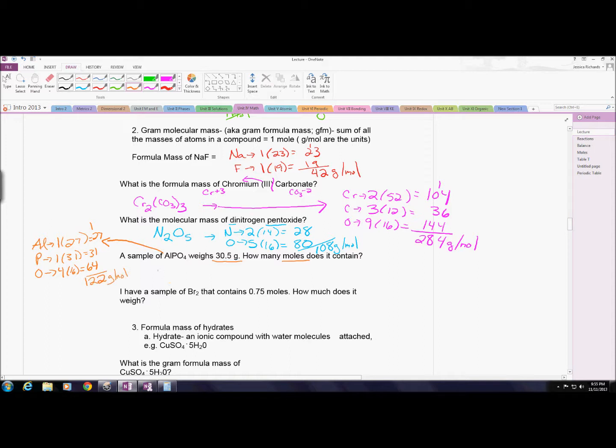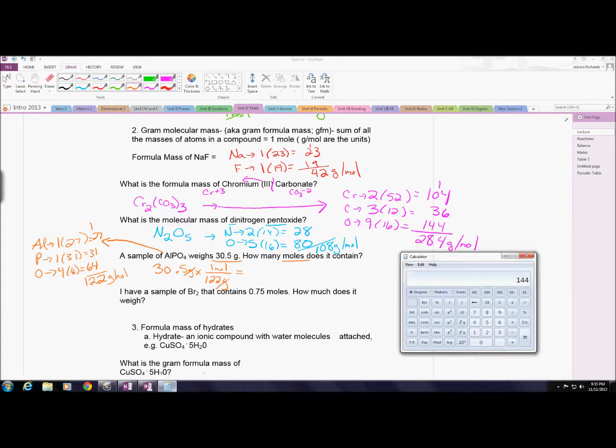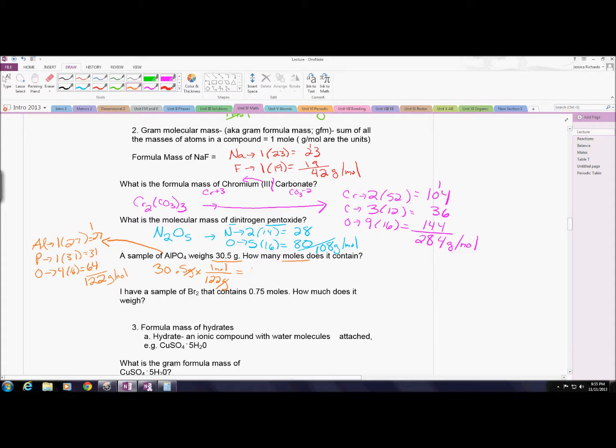Now you have a choice. You can do this the factor label way, which is the way that I prefer to do it. 30.5 grams times every 1 mole is 122 grams. The grams will cancel. And then we have 30.5 divided by 122. And I have 0.25 moles because moles are the only units left.